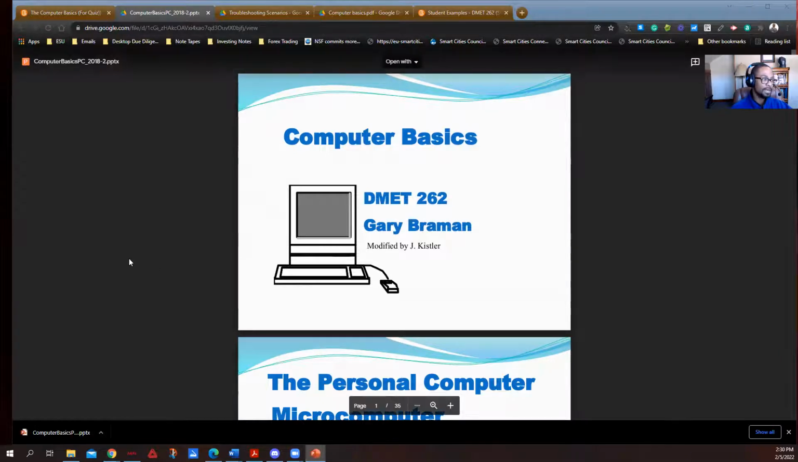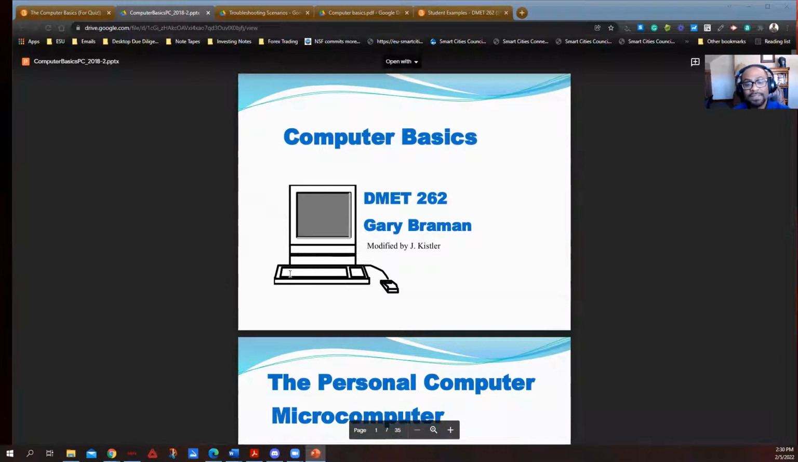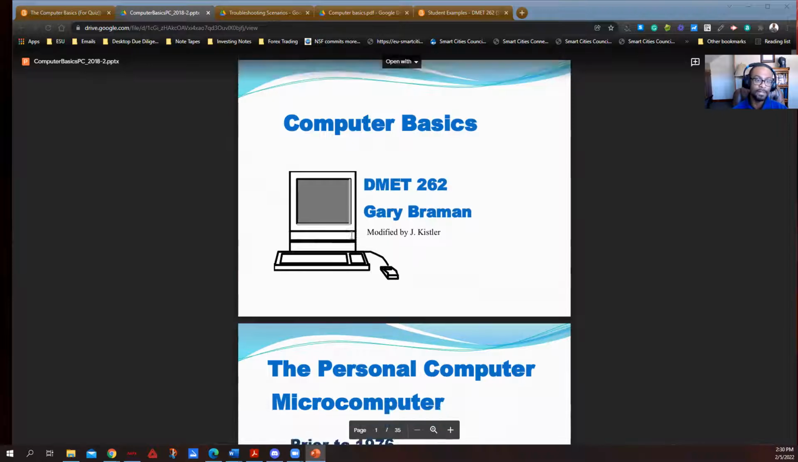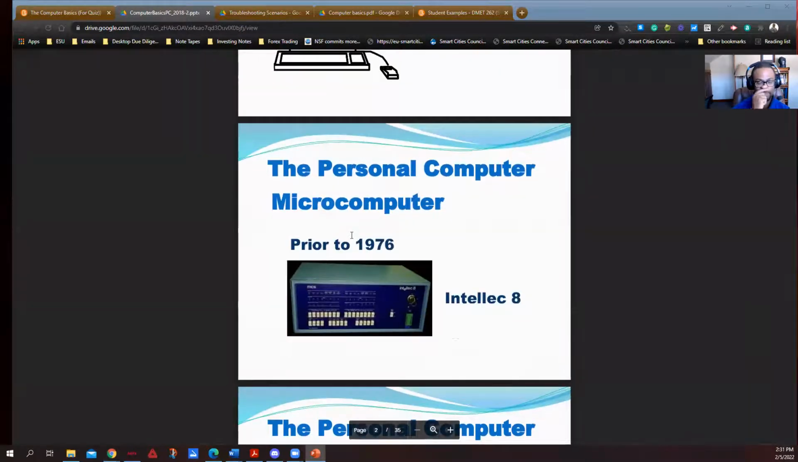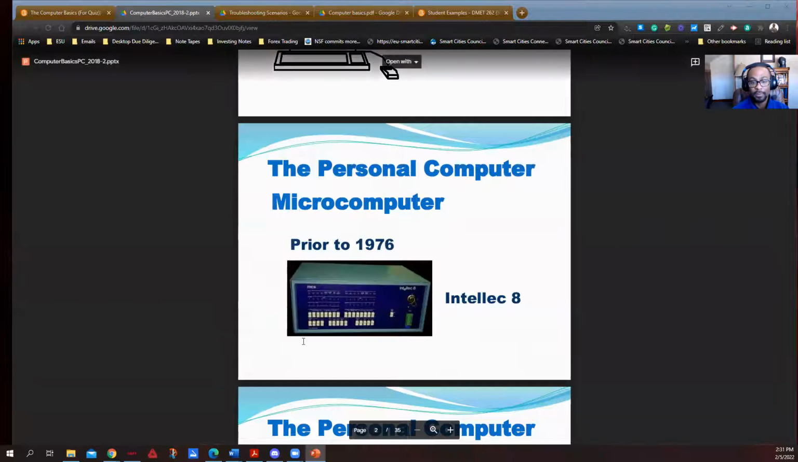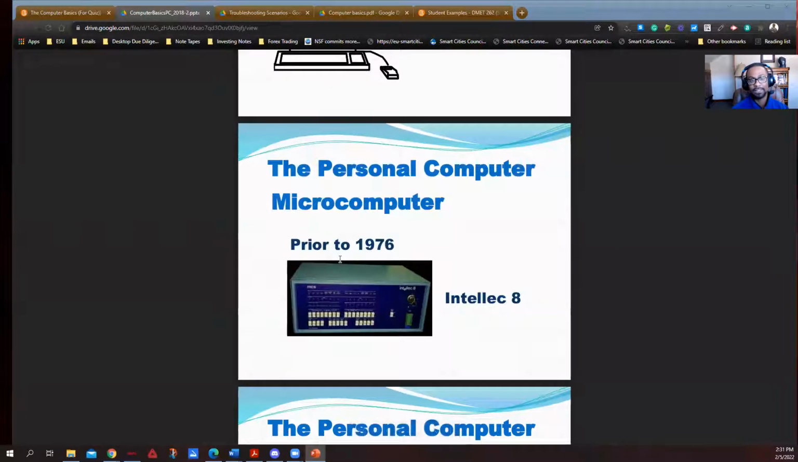Yeah, I'm actually looking at it over here. They're exactly the same. A quick overview of this, but again, you can look at this on your own. This just helps you with your quiz, just knowing some of these facts. The very first microcomputer happened to be built in 1976.